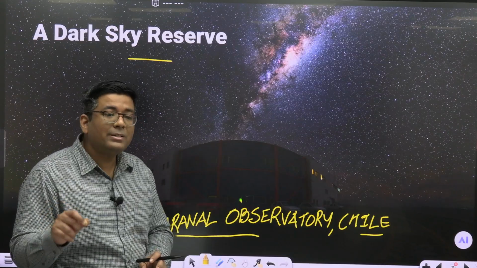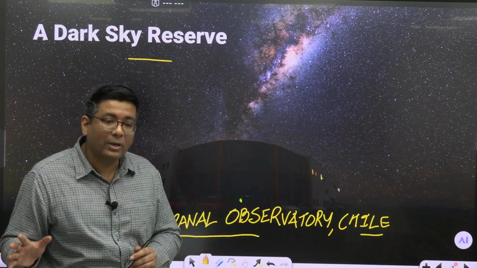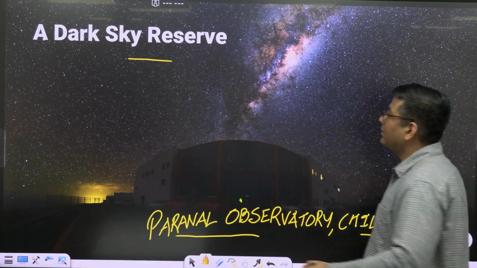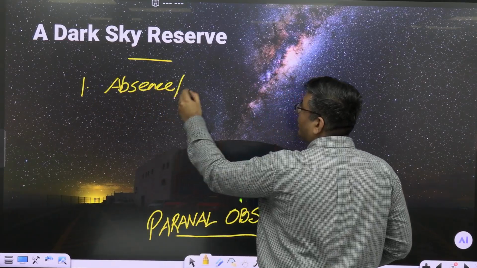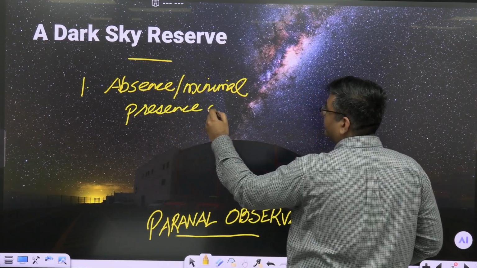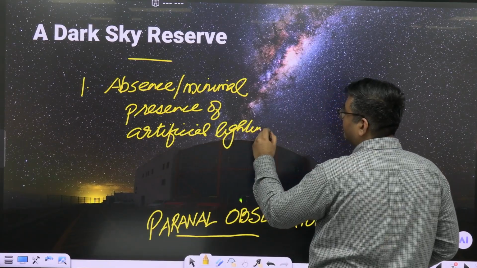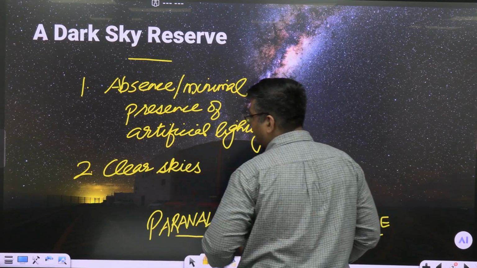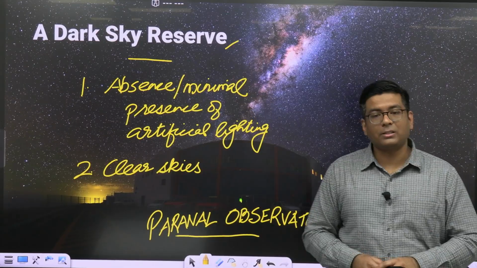Now this is something which is most possible in forests, deserts, okay, very cold places where population does not live. So that is why these are the places where we set up such observatories. Okay. So what we have seen, that the first characteristic is absence or minimal presence of artificial lighting. Now the next thing you have is clear skies. So any place on the earth which preserves these two characteristics will be called a dark sky reserve.